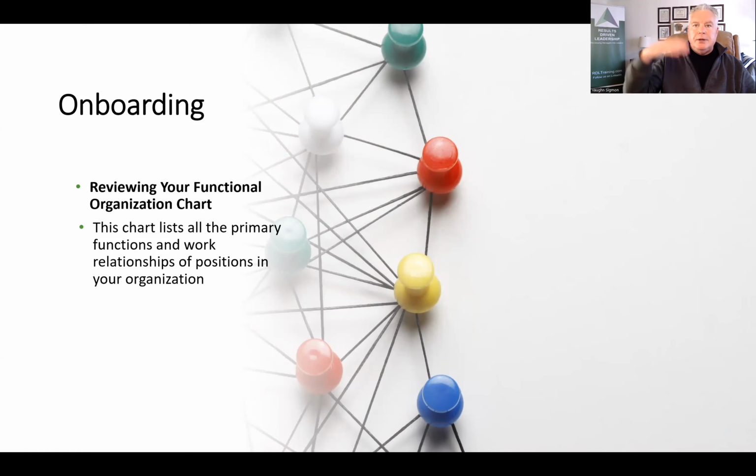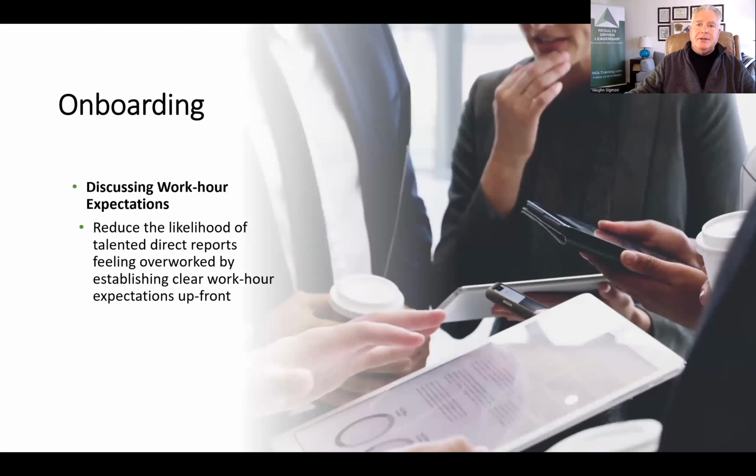Who supports who? What's the hierarchy of the organization? What's a lead? What's a supervisor? What's a manager? What's a vice president? Who's the CEO? Who's the COO? Make sure they know what's what within this organization when it comes to people, and how the different departments interact and support each other.